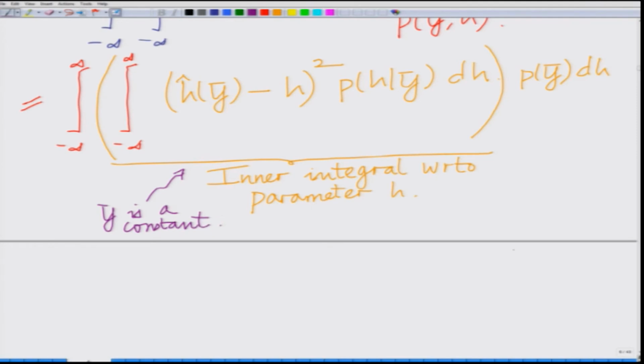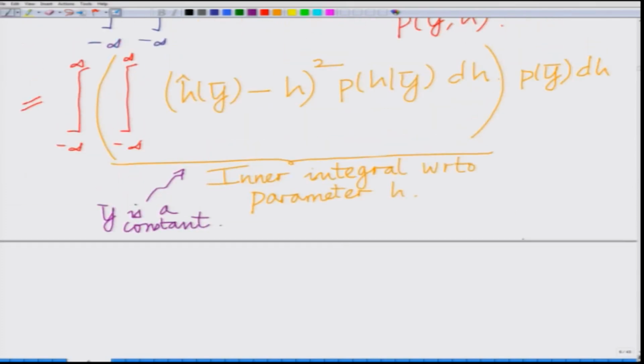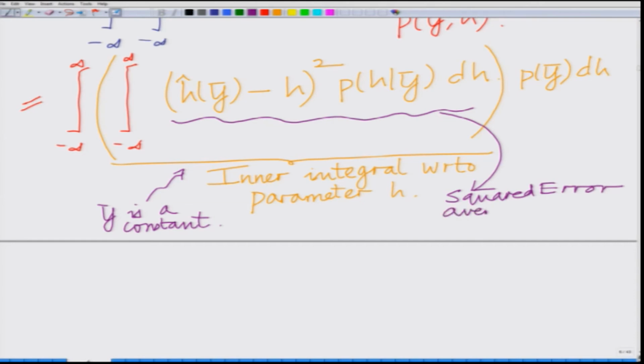Now, therefore, what I am going to do, all right. Now, let us take a look at this inner integral, okay. What is this inner integral? This inner integral is the mean squared error averaged over the parameter h for a fixed y bar.